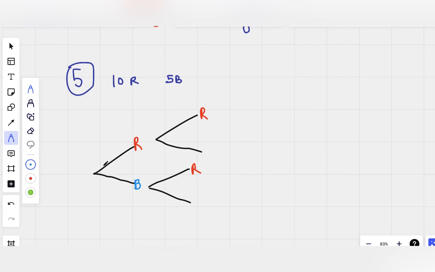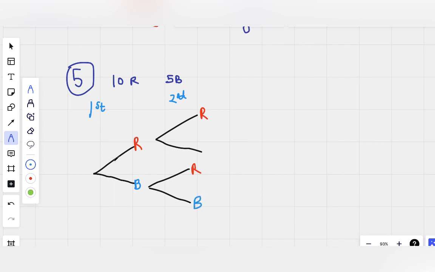Remember, every branch's total probability must be 1. This is the probability of the first one being red, and this is the probability of the first one being blue. So here you can say first pick, and this second pick. You know, we're picking the bead out of the bag. Now this is a blue.